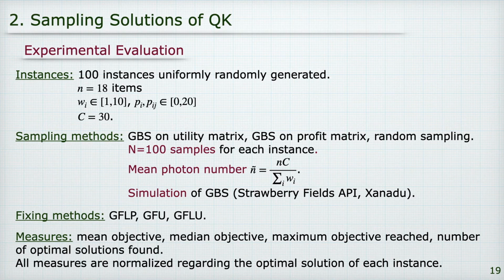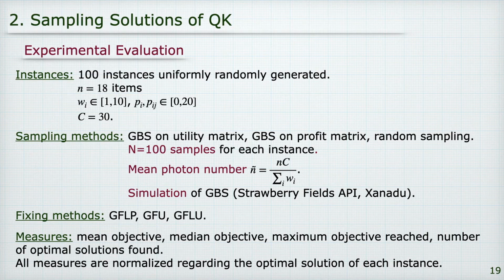For each sampling method, we also compare our 3 greedy fixing methods. And what we are interested in, for each combination of sampling and fixing method, is to look at the mean objective over the 100 samples, the median objective, the maximum objective that is reached, and the number of optimal solutions found.